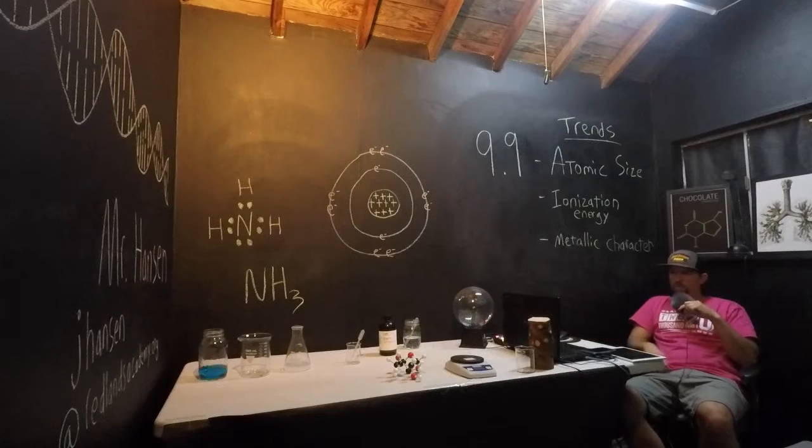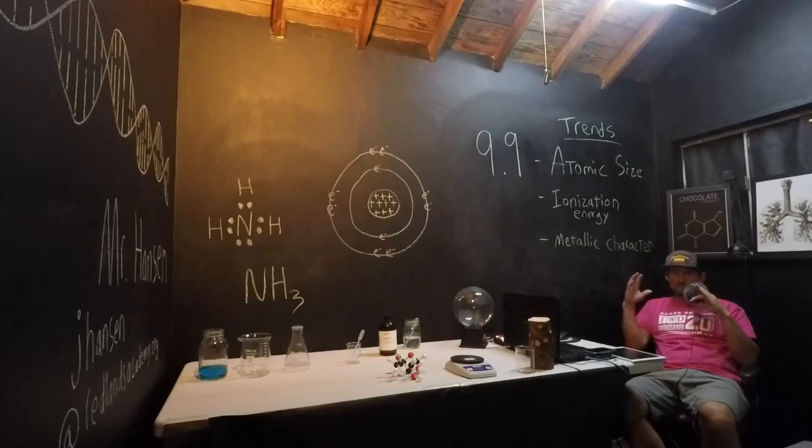All right, welcome back. My goal is to wrap up this chapter in this video here. So this is section 9.9, talking about different trends in the periodic table. And the way the periodic table is organized, there's actually going to be some trends that you may have already been picking up on this year as we've been looking at the periodic table and doing things with it.